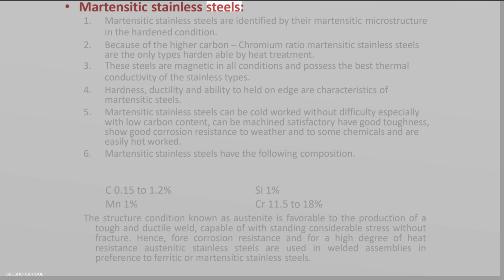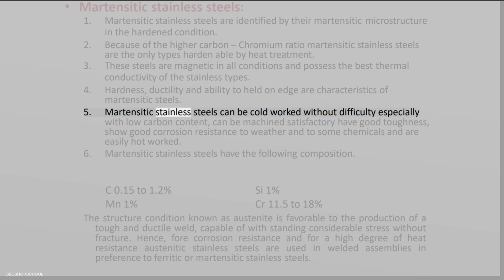Martensitic stainless steels. 1. Martensitic stainless steels are identified by their martensitic microstructure in the hardened condition. 2. Because of the higher carbon to chromium ratio, martensitic stainless steels are the only types hardenable by heat treatment. 3. These steels are magnetic in all conditions and possess the best thermal conductivity of the stainless types. 4. Hardness, ductility and ability to hold an edge are characteristics of martensitic steels.